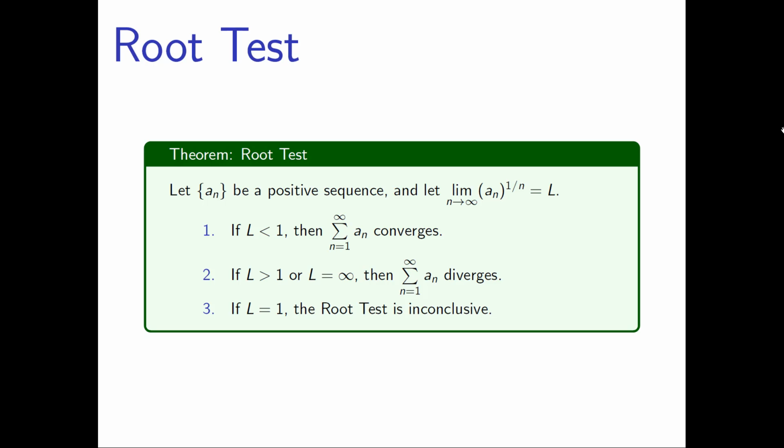But with this limit approaching L, we still get the same kind of conclusions. If L is less than 1, then the series converges. If L is greater than 1 or infinite, then the series diverges, and if L equals 1, then the root test doesn't tell us anything. So hopefully this looks kind of familiar. It is very similar to the ratio test.